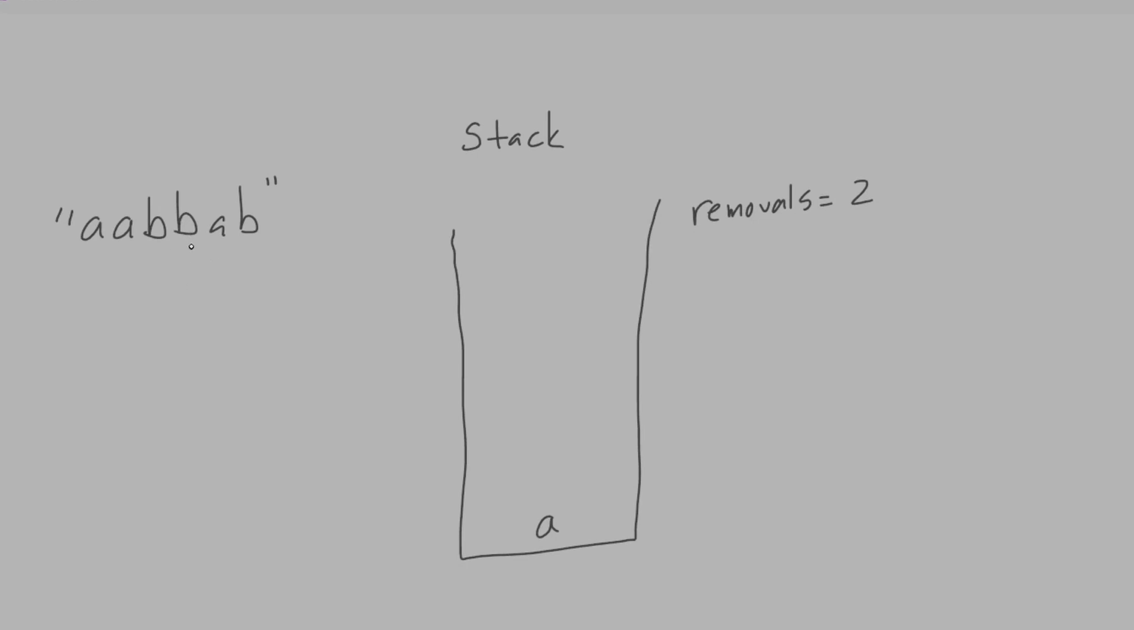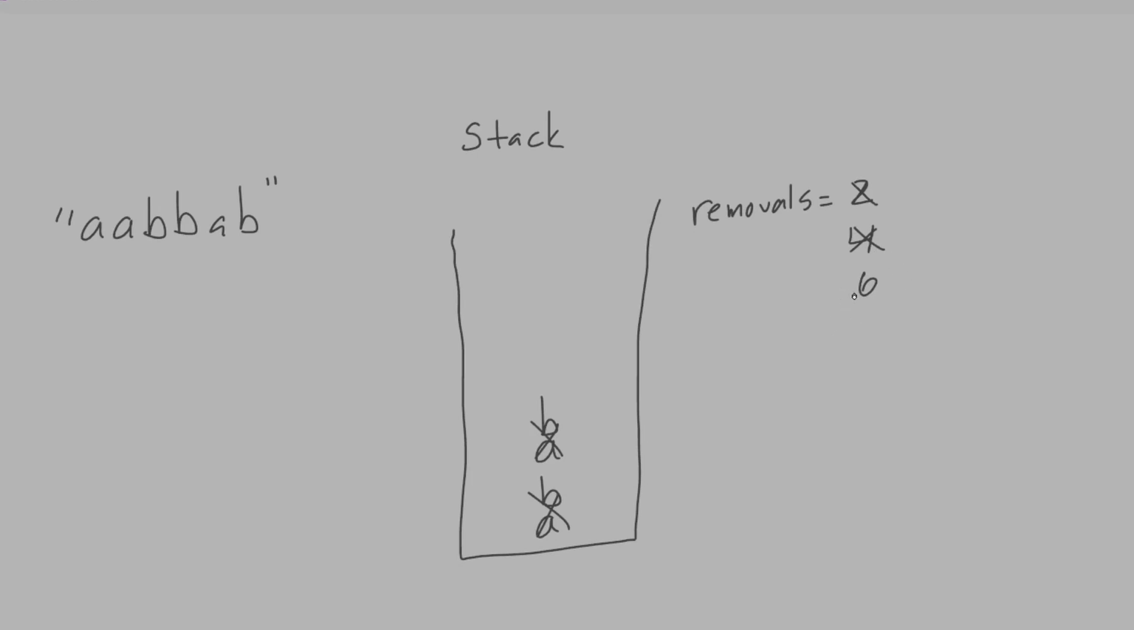Now we're going to get to this B and push it on. Same thing here. We have a B and an A next to each other. So let's just remove them, and we can update our removals to 4. Now we continue through. We push our A on. We don't do anything. And then again, we get to this B. We push it on. We see a B, A next to each other. We remove and update our removals. So now we see that we've removed 6 characters, right?